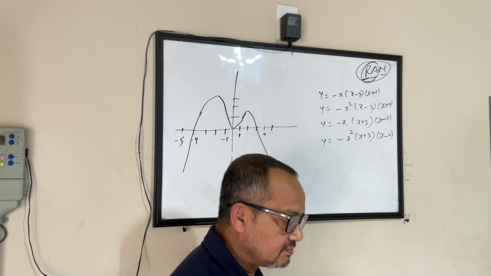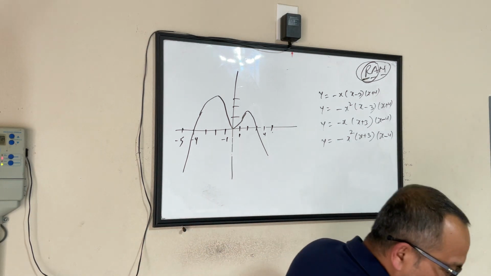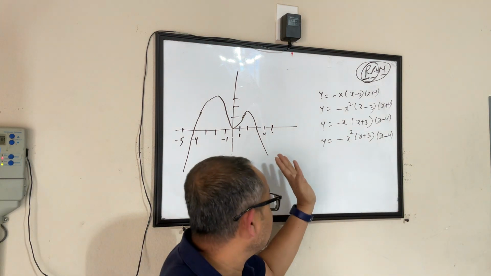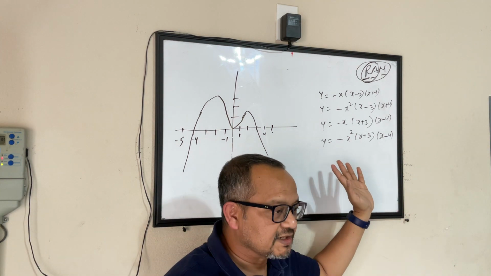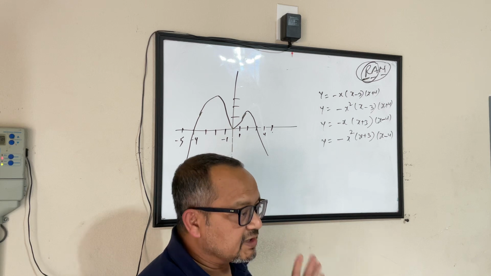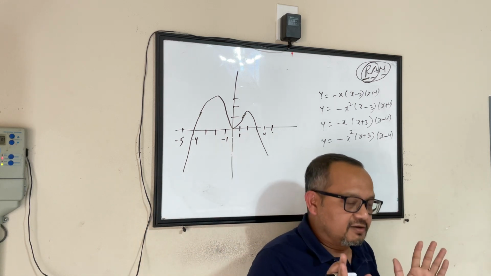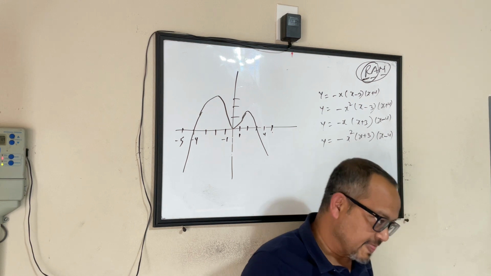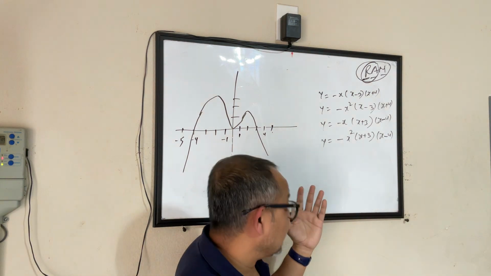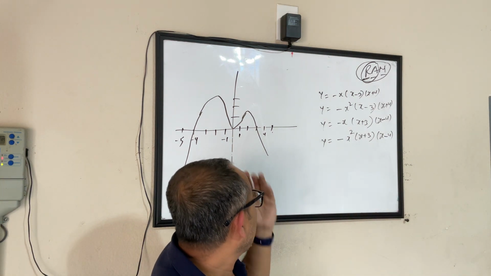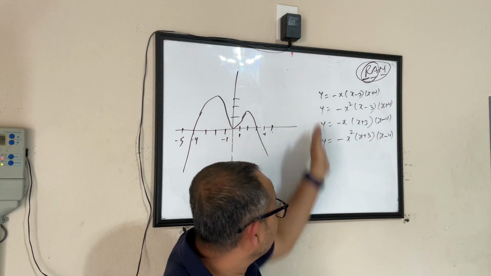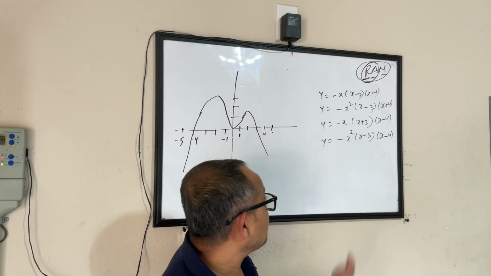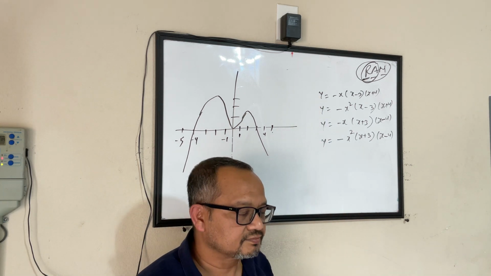Okay, is everybody able to see the board clearly and see what exactly is written there? So the question is very simple. I mean, the question doesn't look as simple as I'm saying, but I was not really comfortable seeing the question. I'm just giving you a graph. Tell me which of the equations could be the equation for this graph.